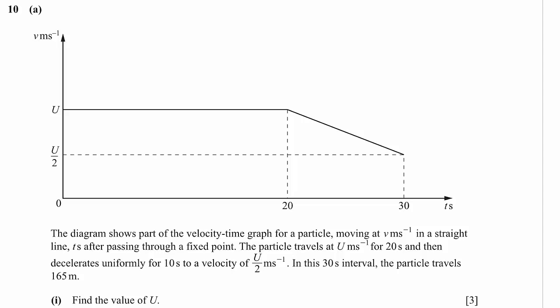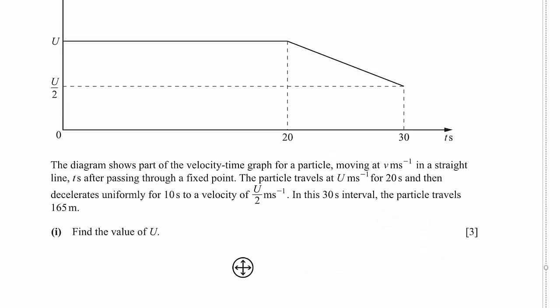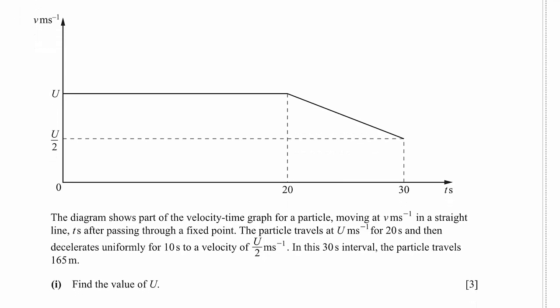So, the diagram shows the velocity time graph for a particle moving at v meters per second in a straight line, t seconds, so t is on this axis here, after passing through a fixed point. The particle travels at u meters per second for 20 seconds and then decelerates uniformly, so that's along this section here, for 10 seconds down to a velocity of u over 2.